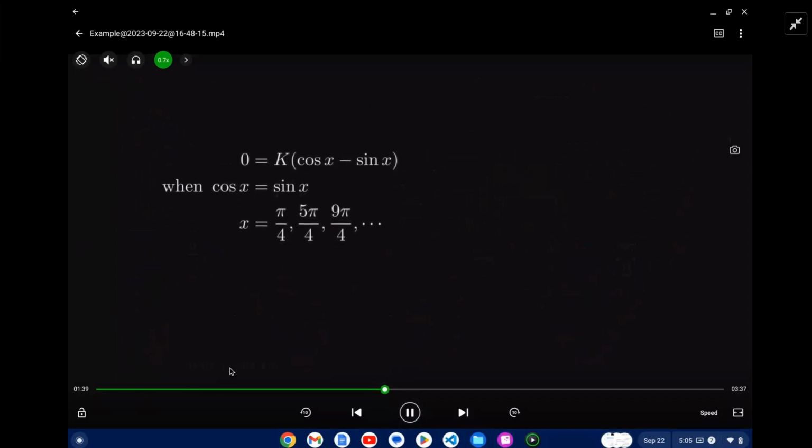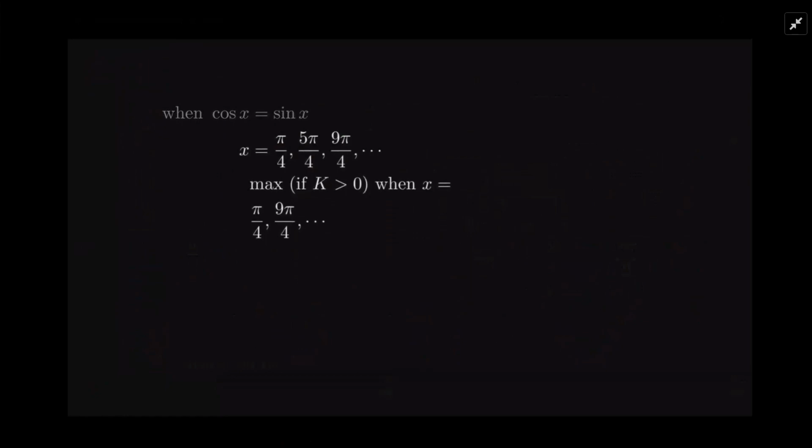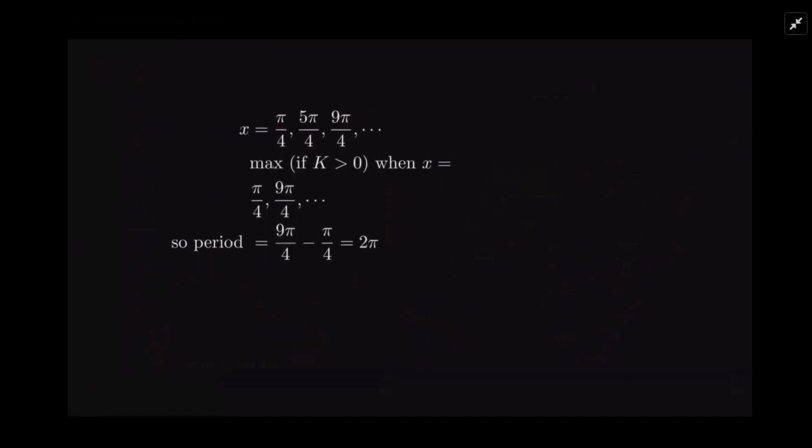It alternates, by the way. It goes max, min, max, or it could go min, max, min. We'll talk about that later. But basically, if I go from pi over 4 to 9 pi over 4, that's the period. If that constant is greater than 0, then those are maximums, and if it's less than 0, they're minimums, actually. So the period is 2 pi.